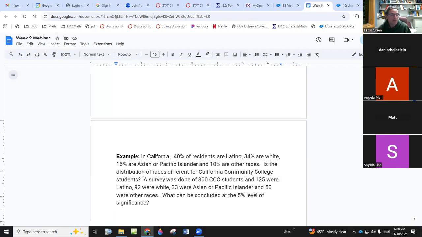Is it different? Okay, a survey was done. Okay, and when I say a survey was done, I'm making it up. Pretend a survey was done of 300 California community college students. 125 were Latino, 92 were white, 33 were Asian or Pacific Islander, and 50 were other races. What can be concluded at the 5% level of significance?